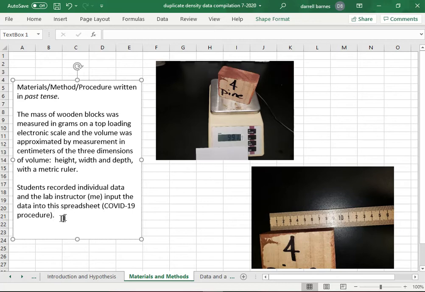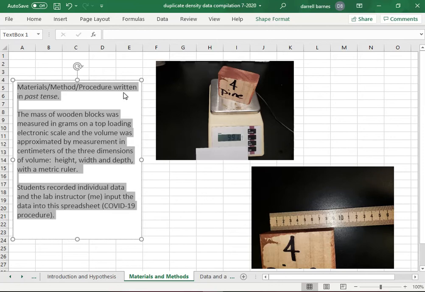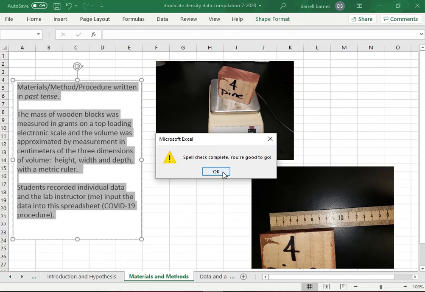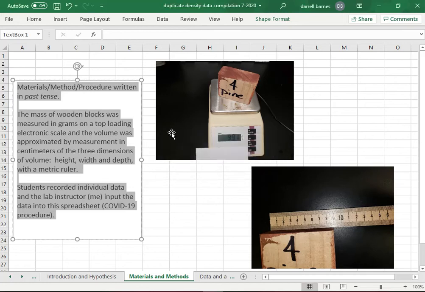Because normally I would have the students input the data into the document as we looked at it as a class. Now, here's another thing that I want to make sure that we get in here, is we can spell check this. I figured out how to do this. Go to review and spelling, and it says spell check complete. You're good to go. Very good. That makes me happy. So we got that done.